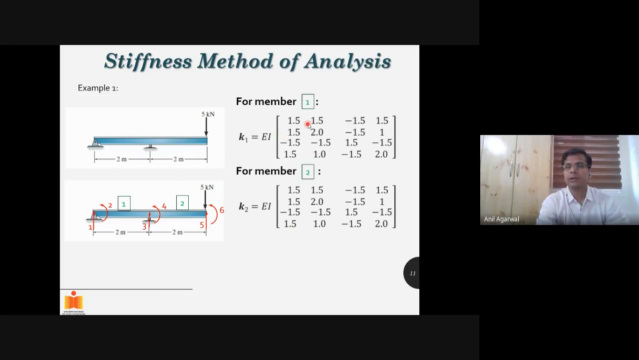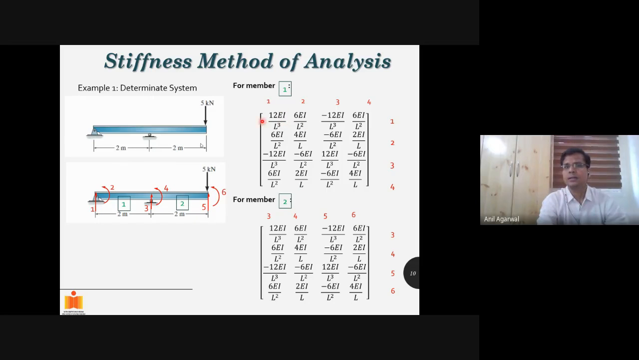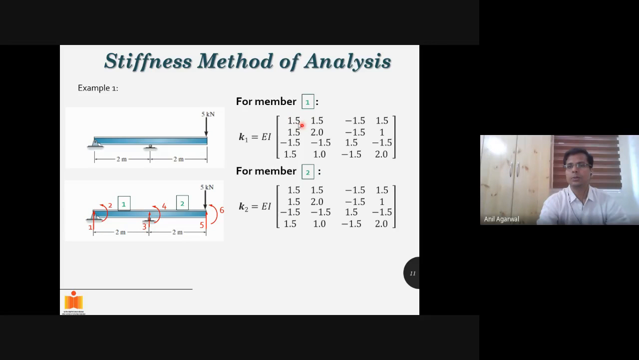Now we will simply substitute the value of L. EI is not given, so we will keep EI as a constant, and we can take EI out because all the terms have that EI value. We are left with 12 by L cube, 6 by L square, and so on. When we substitute the value of L, 12 by L cube gives 1.5, and all those values are calculated and written here, with EI taken out. So this is the stiffness matrix for the first member. This is the stiffness matrix of the second member, this one. Again, the values of L are substituted.